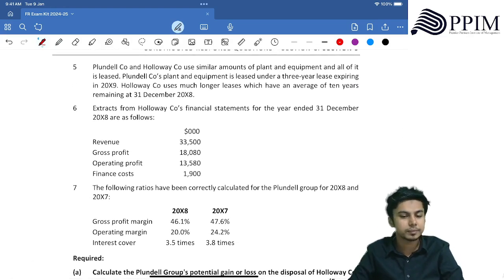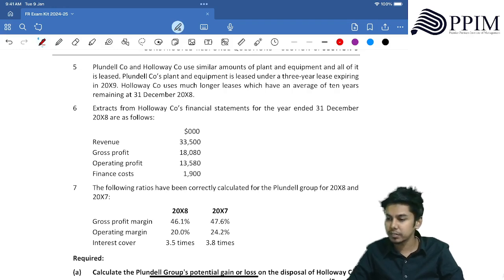Look at this part. Okay, the fifth point. For which ratio can we use this fifth point? Very good, interest cover. We can use this for the interest cover.